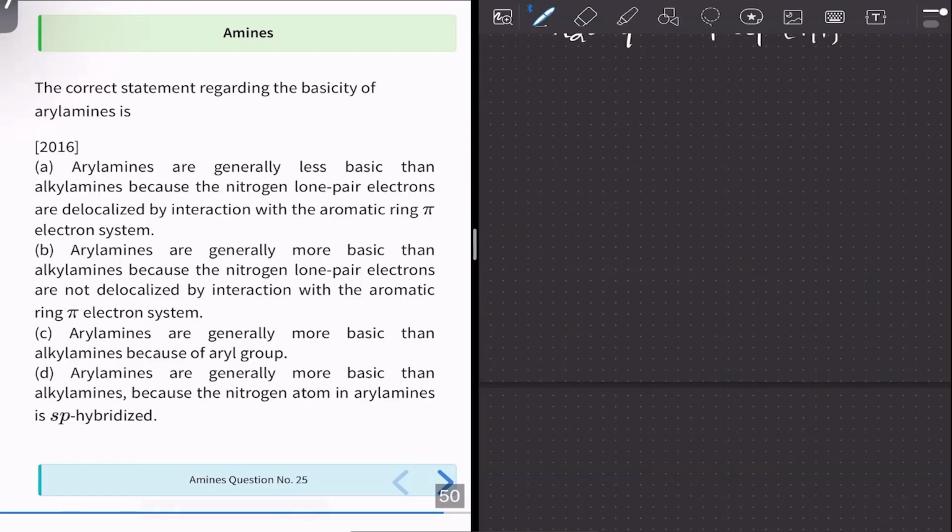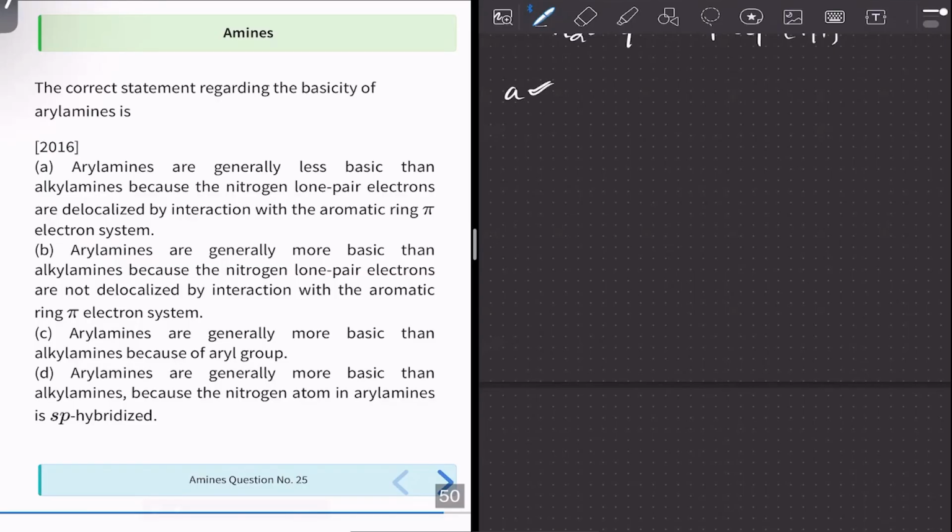Next is given the reason for that: because the nitrogen lone pair electrons are delocalized by interaction with the aromatic ring pi electron system. Yes, because of the delocalization of the lone pair of nitrogen with the benzene ring, the electron cloud on the nitrogen atom will be very much less. So the basic character is decreased by that factor only. Okay, so option A is the correct answer.